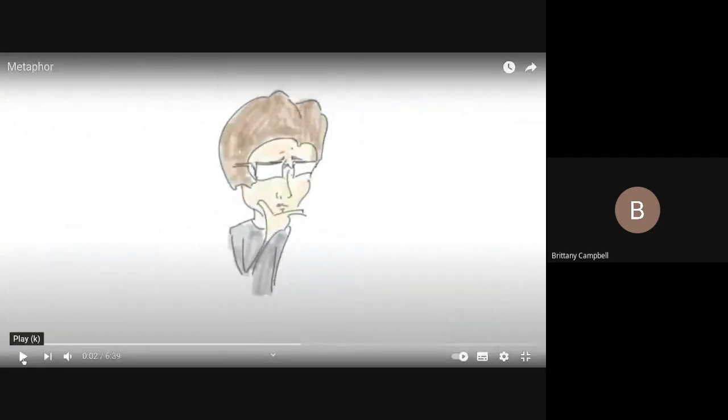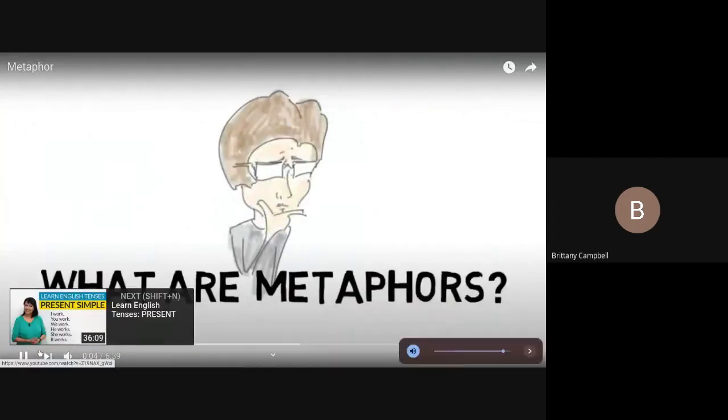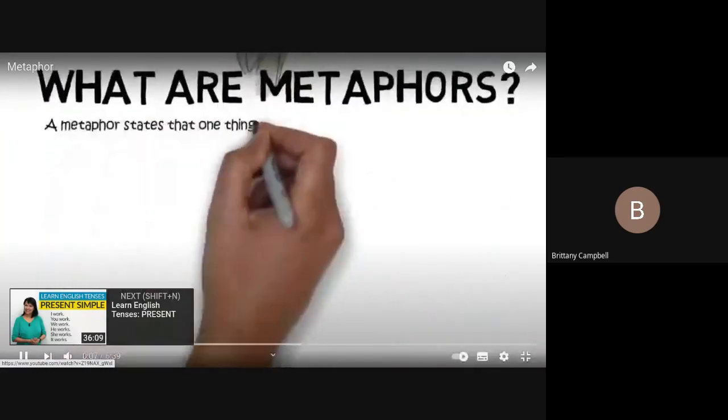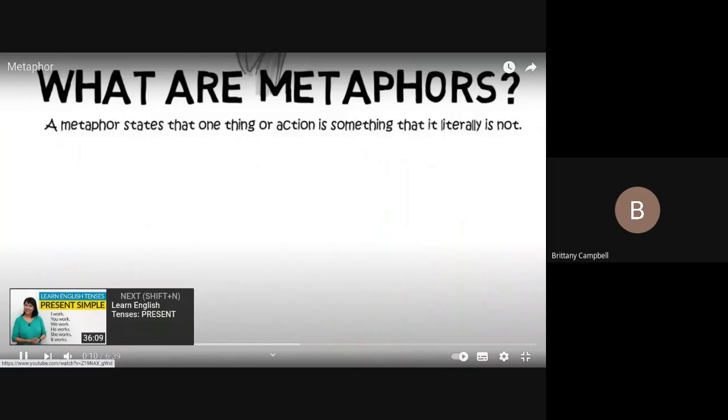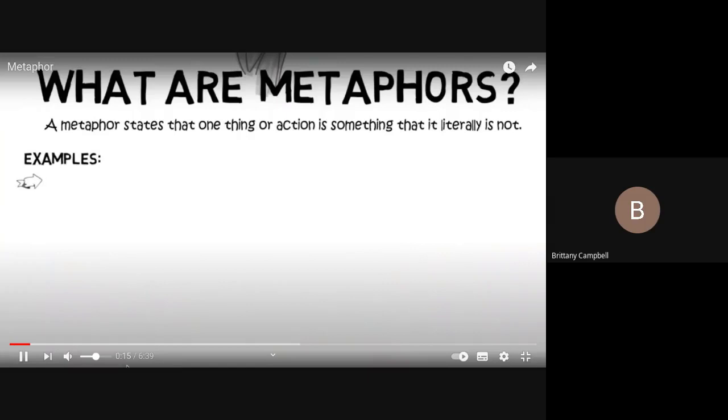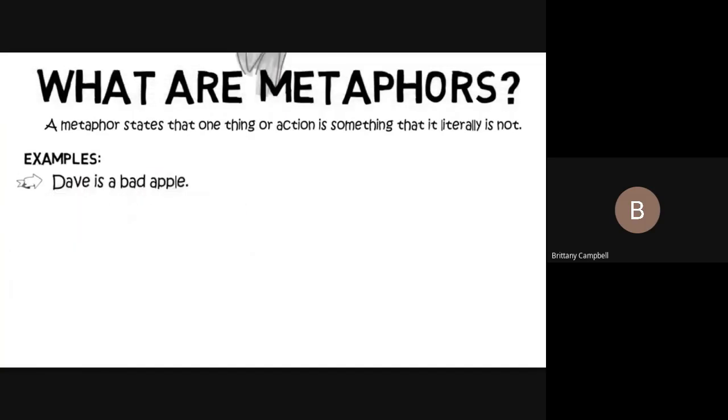So let's go. Metaphors. So what are metaphors? Well, a metaphor states that one thing or an action is something that it literally isn't. So let's look at some examples. Dave is a bad apple. Well, we all know what that means, but Dave isn't literally a bad apple, so that's a metaphor. His critics are just squishable ants, so he can just brush them aside. So he doesn't care about his critics, but this is presented as a metaphor, saying that his critics are squishable ants. Well, clearly they're not literally squishable ants, so it's a metaphor.